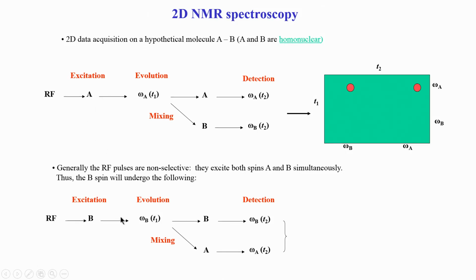So, B evolves similar to what happened to A here, and B has a frequency omega B during T1. Again the same process happens, if A is coupled to B, B also will be coupled to A. So, this mixing or transfer of magnetization is the same process as here, but the only thing is it is A to B here and here it is B to A. So, it is a reverse.